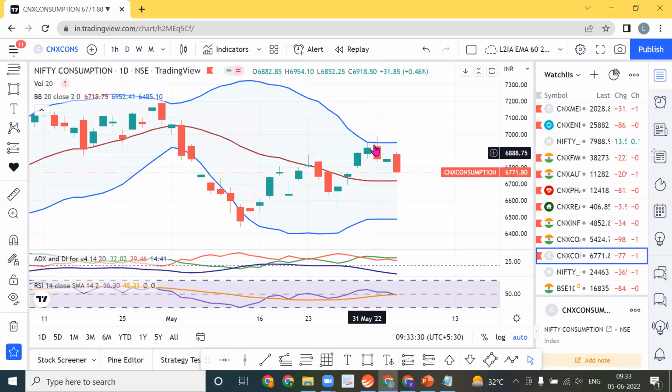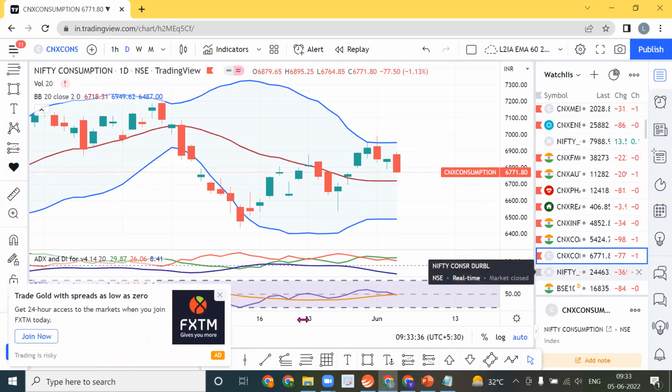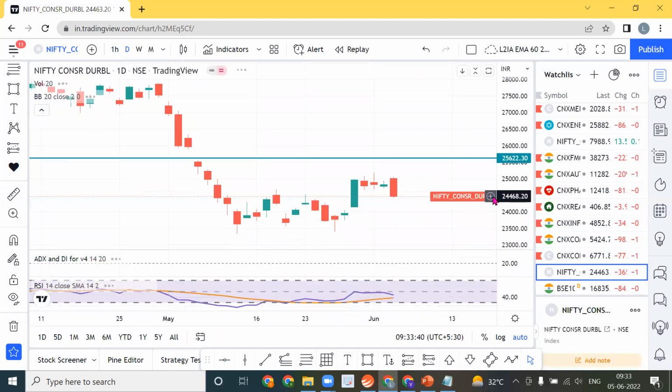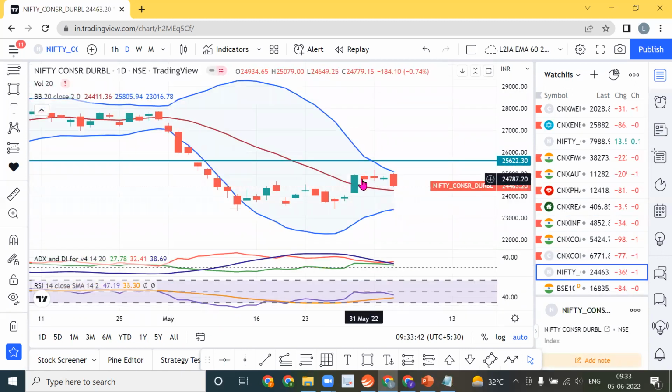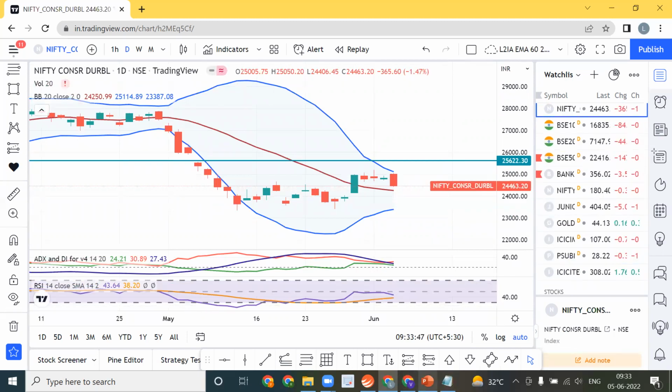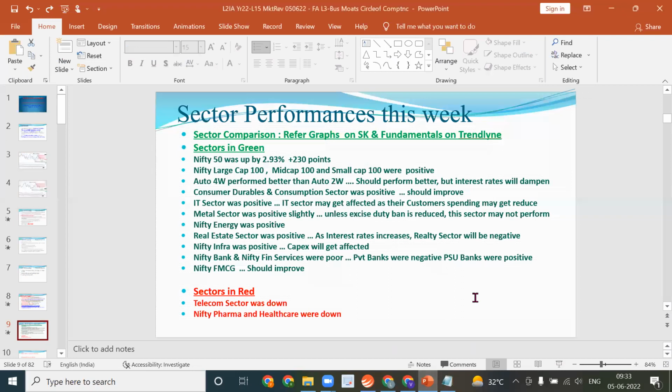Consumption is actually getting affected. Even though this was a summer season, the companies manufacturing ACs and all have unfortunately not done so well. Consumer durables have also been affected, as I told you just now. So let's see the sector-wise performance.